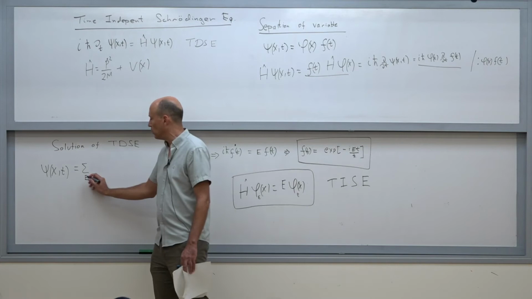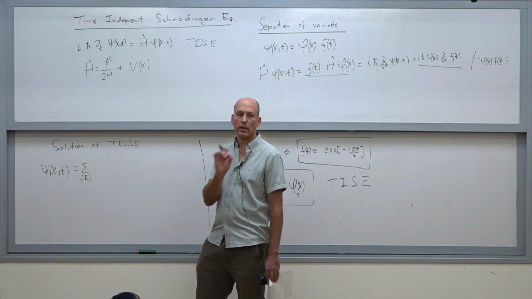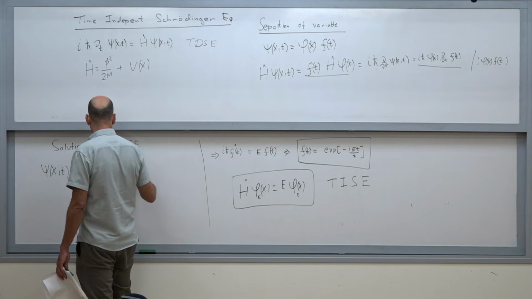And you'll soon see that when I write here a sum, the sum can also be an integral. Sum and integral is the same thing. That will depend on whether the energy level is discrete or continuous. Then I have some coefficients, C_E. Then I have phi_E of x, e to the minus iEt over h bar.